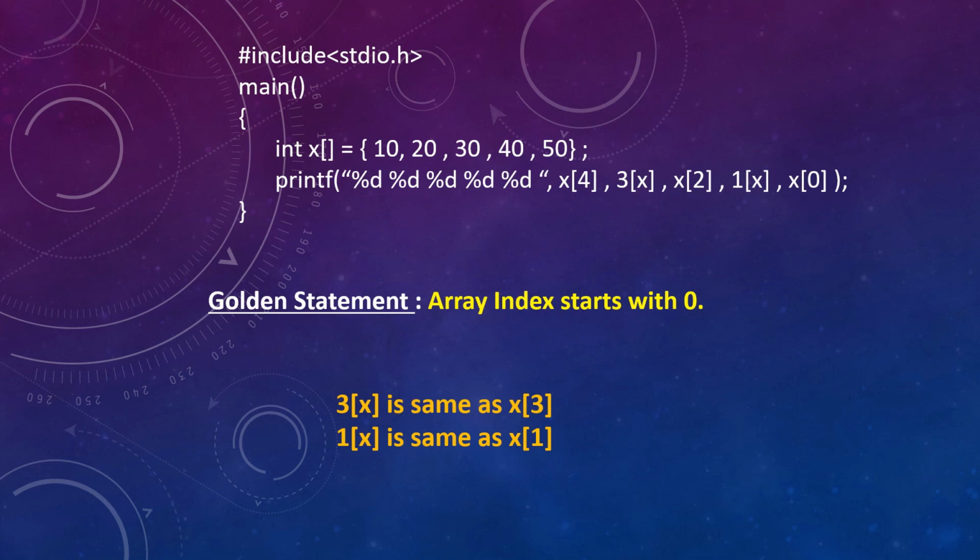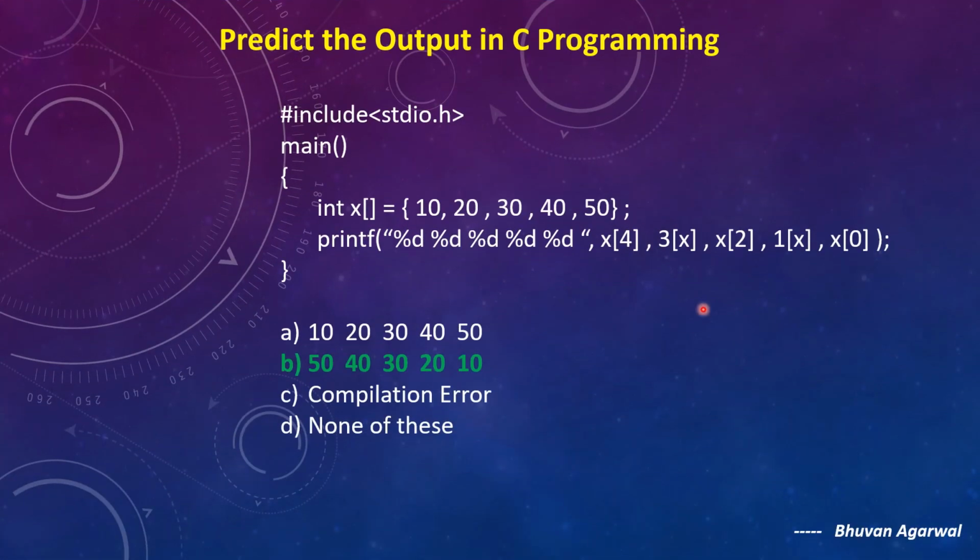So our final answer will be the array printed in reverse order: 50 40 30 20 and 10. I hope you got this concept.